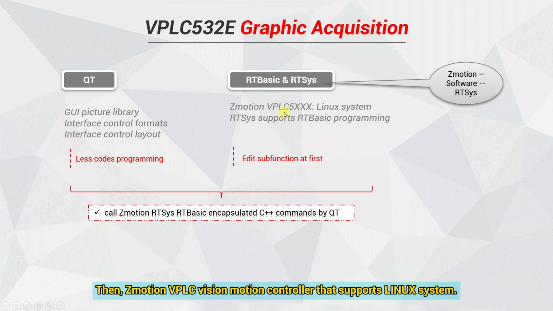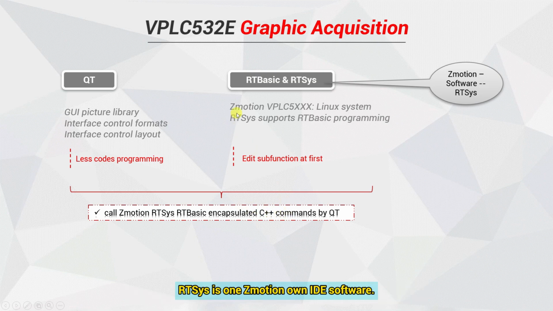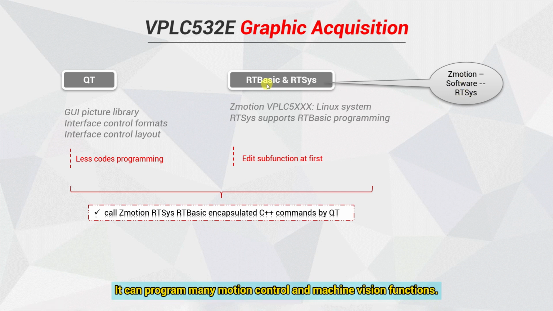Then, Z-Motion VPLC Vision Motion Controller supports Linux system, which can call Z-Motion RT-Sys RT Basic commands by Qt, because RT Basic commands are encapsulated as a C++ library. RT-Sys is Z-Motion's own IDE software. You can download it and test it by simulator. There are many routines you can check. RT Basic is the main development language. It can program many motion control and machine vision functions.